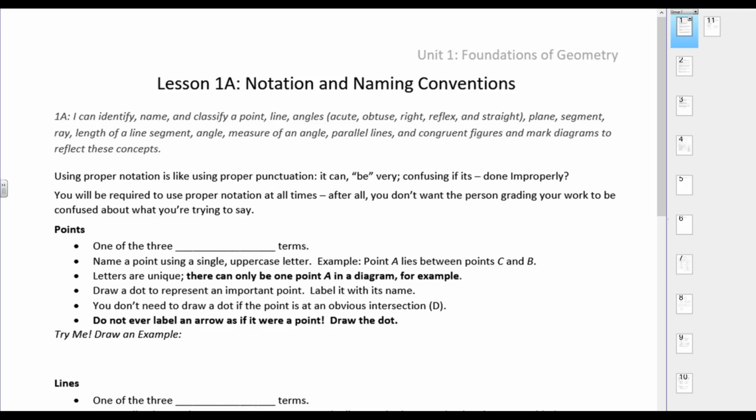Hello, welcome to lesson 1A on notation and naming conventions. In this lesson, we're going to learn about how to identify, name, and classify a point, line, angles, planes, segments, rays, lengths of line segments, and measures of angles, parallel lines, congruent figures, and how to mark diagrams.